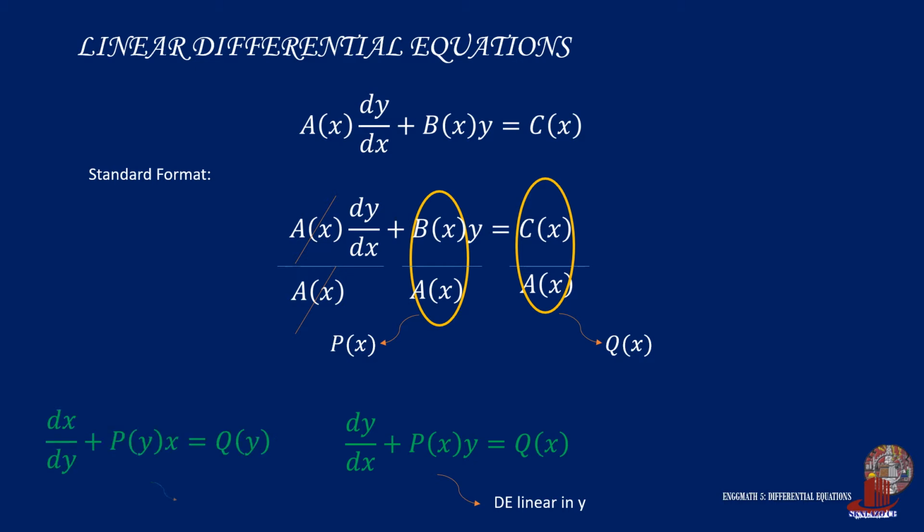So we can also take a DE linear in x as dx all over dy plus p in terms of y times x, which is equal to q in terms of y.